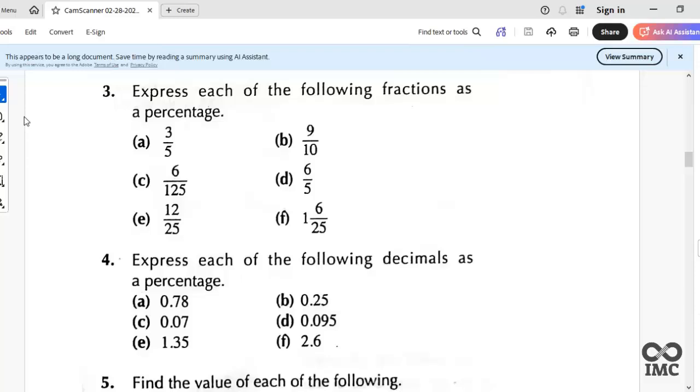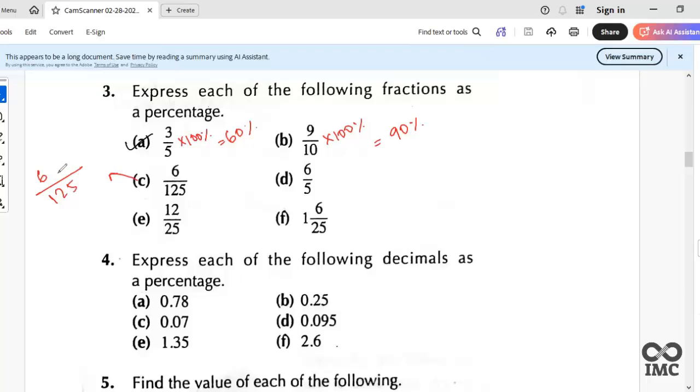Now, question number 3. Question number 3 says, express each of the following fractions as a percentage. To convert into a percentage, we just need to multiply by 100%. Then 100 by 5 will be 20. 2 3s are 6, so 60%. 9 by 10 into 100%. So you can write 100 by 10 is 10. 9 10s are 90%.